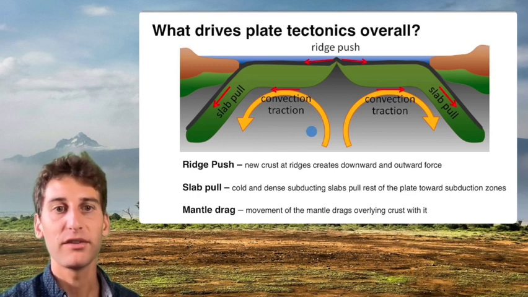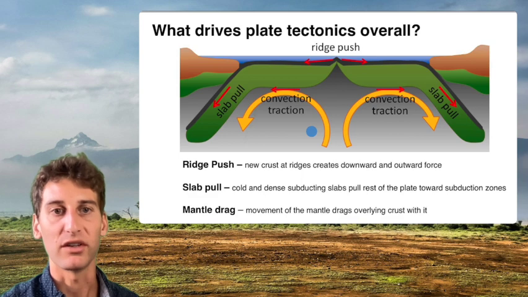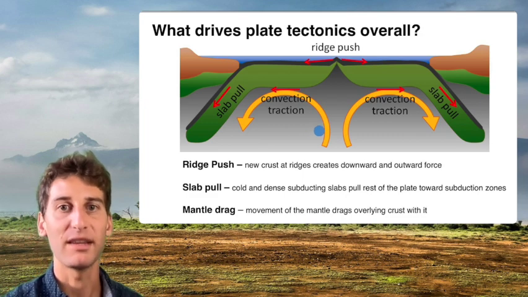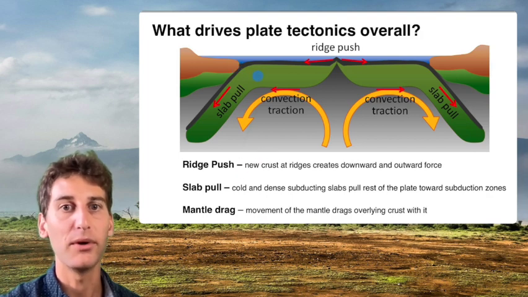So the ultimate driver for this energy is the motion of the plates. It's because the plates are moving in certain ways, and in order to slide past one another, energy is stored up and then released. So what's driving the motion of the plates? We can think about this as three mechanisms overall. We talked about slab pull already.